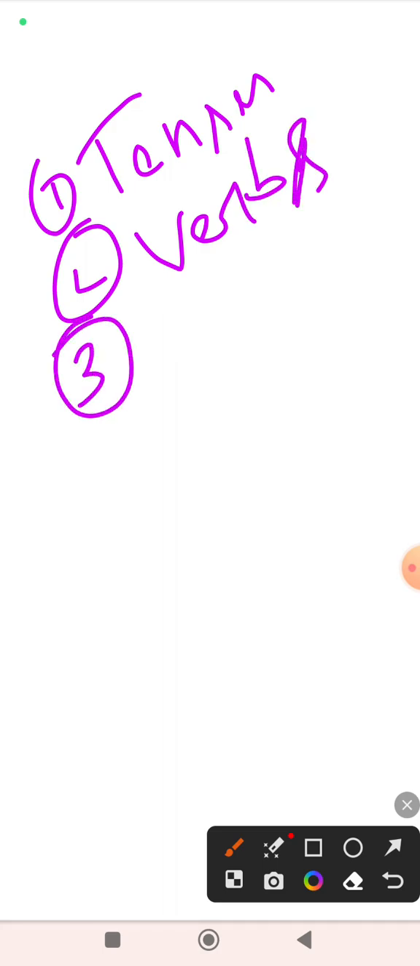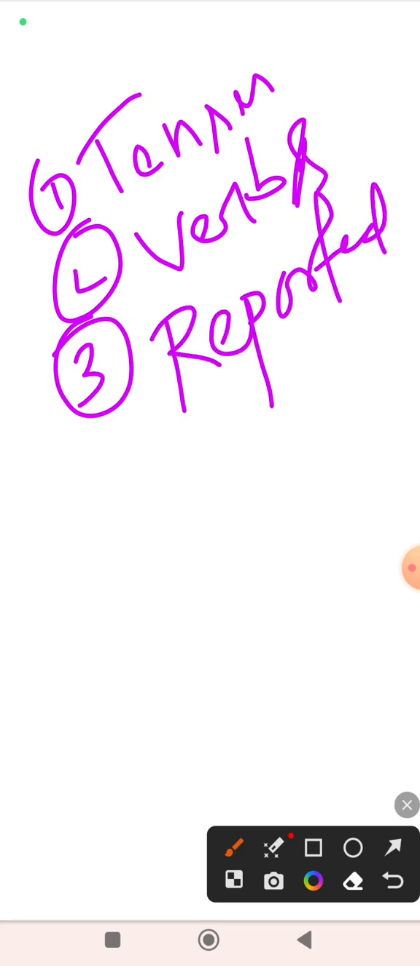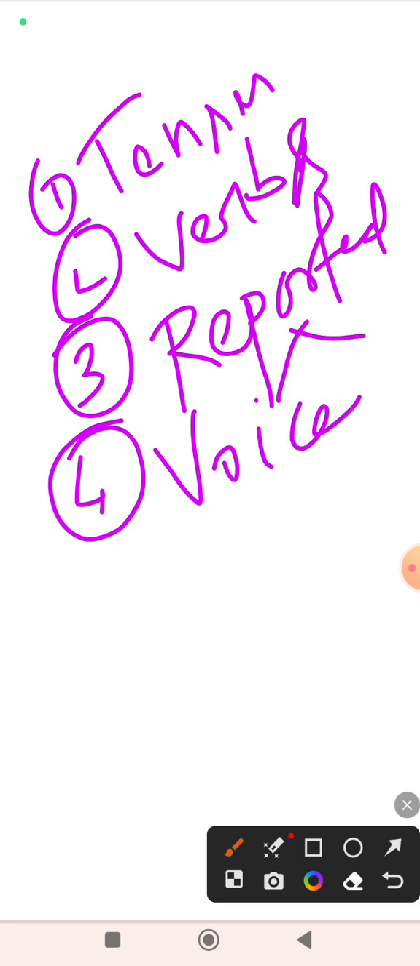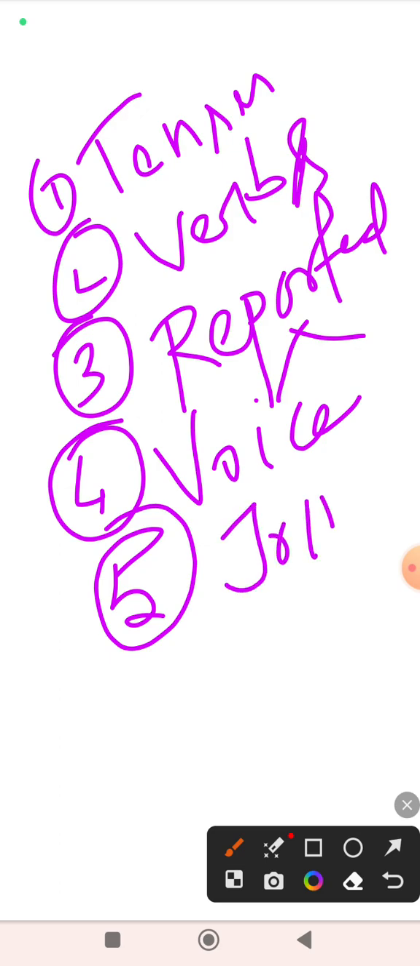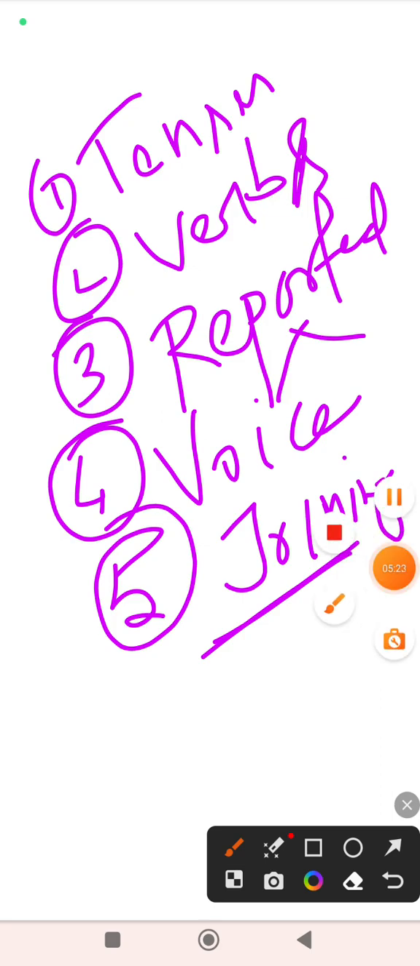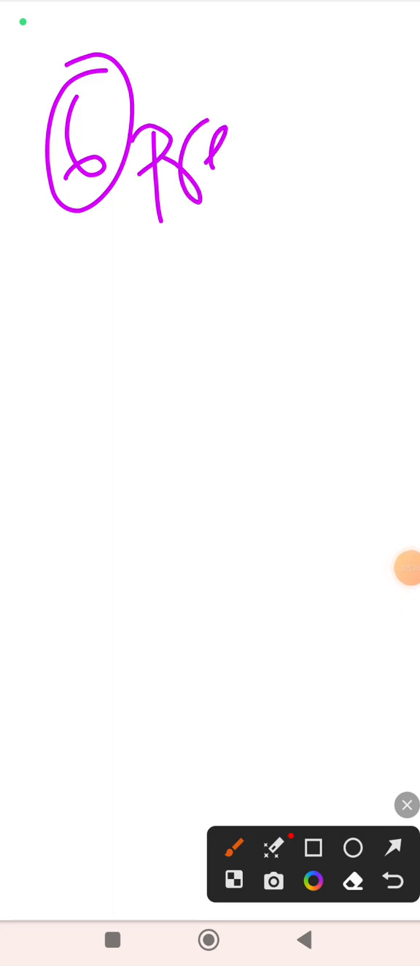Third one is reported speech, known as narration, direct and indirect speech. Then the fourth one is voice change, active and passive. Then you have synthesis, that is called joining. Here you have to go through connectors and conjunctions. Then next you have prepositions, prepositions of time, place and movement, like this.